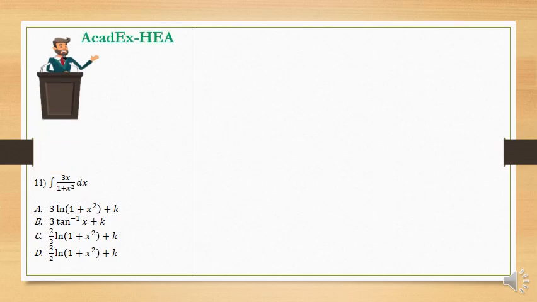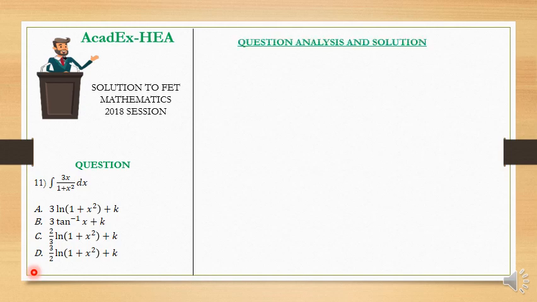Let's get started with question 1. It reads, find the integral of 3x over 1 plus x squared dx. So, let's analyze the question and start solving. To solve this, we can simply go by means of substitution. We can let u be the denominator, 1 plus x squared.